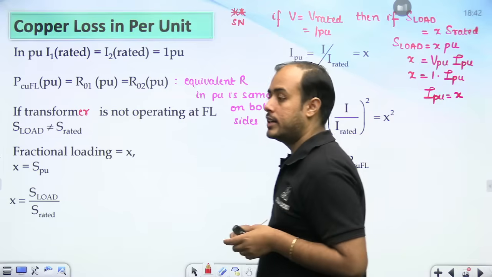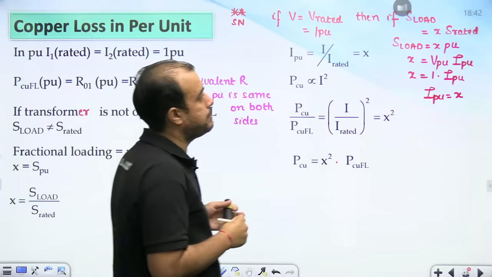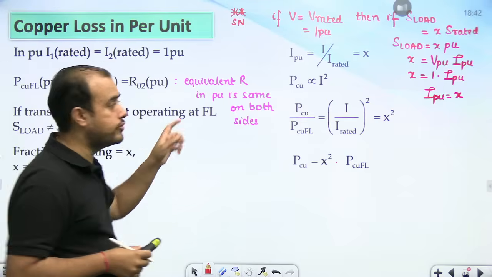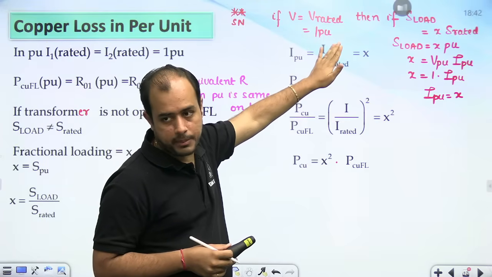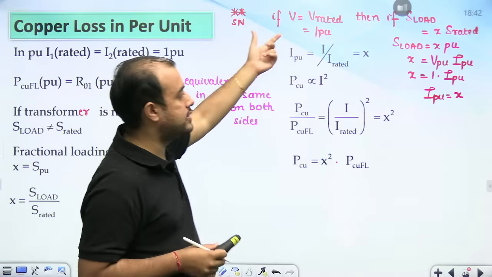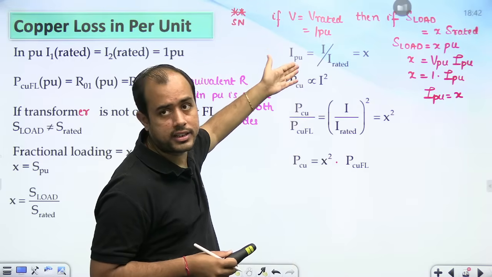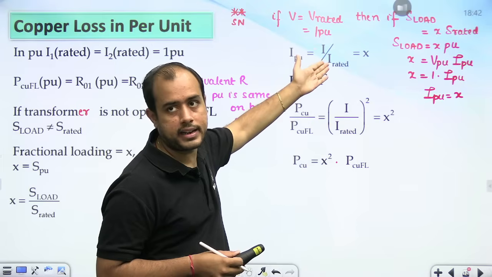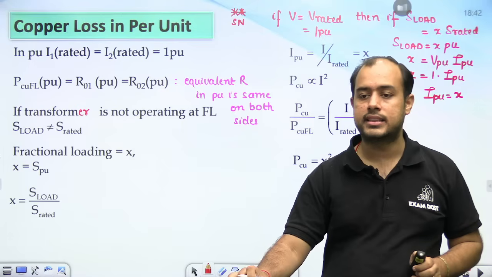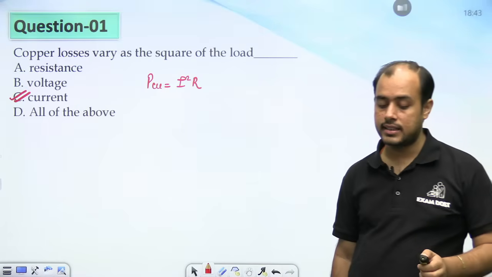Now see, when I taught you the per unit system, I told you SPU is VPU into IPU. Now SPU is X. I am assuming voltage is rated, which means voltage is 1 per unit. Rated values are always 1 pu. S per unit is X. VPU is 1, which means IPU will be X. What is per unit value? Actual value by rated, or actual value by base. If you divide the actual value by the rated or base value, you get the per unit value. And that is why I upon I rated is X.